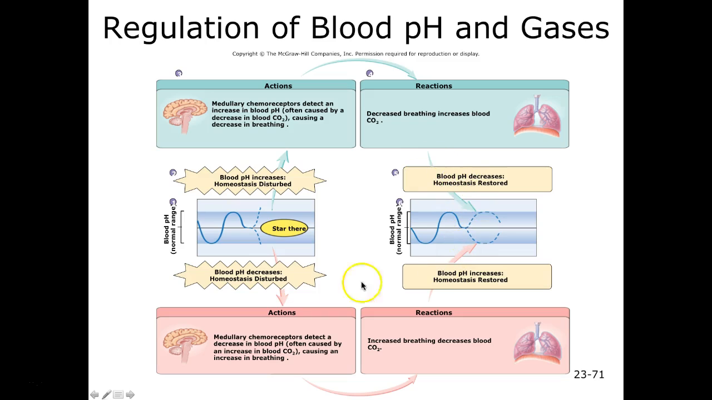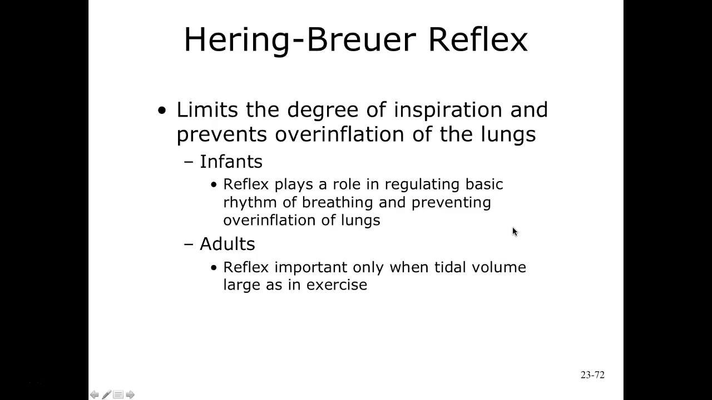Now we can have the opposite happen where we have our blood pH decrease, and then our medullary chemoreceptors detect this decrease, and we cause an increase in our breathing. That increase in our breathing is going to cause a decrease in our blood carbon dioxide, and that brings our pH level back to its homeostasis level.